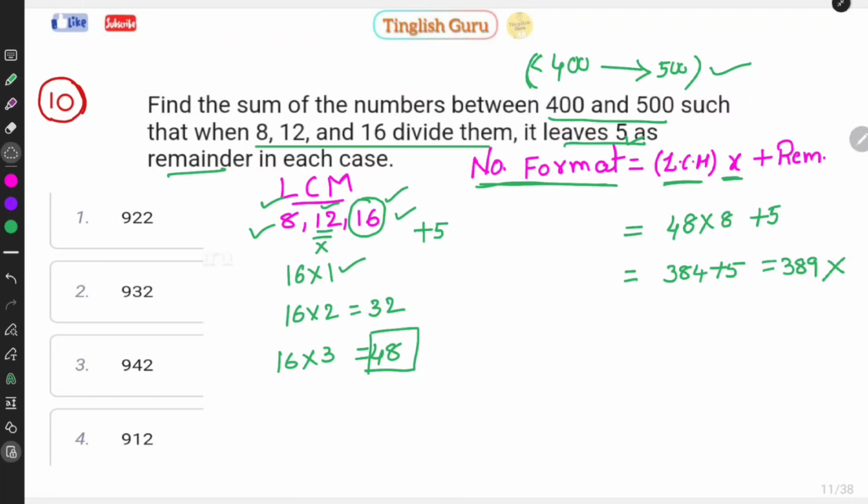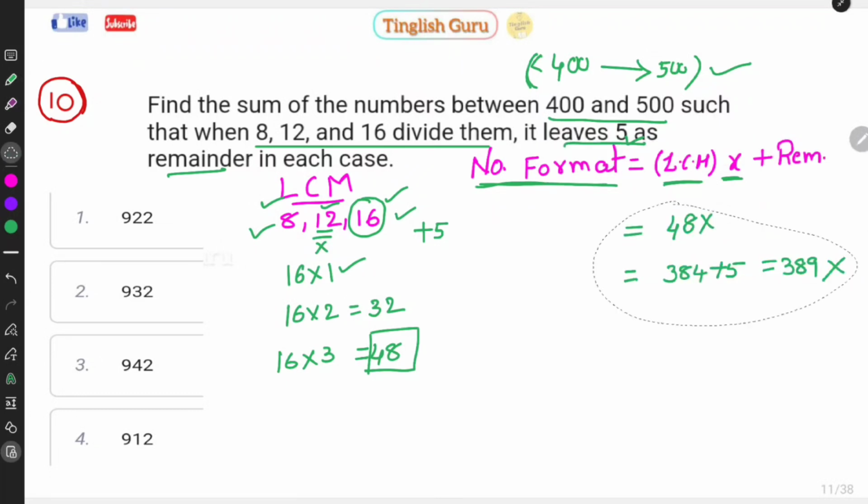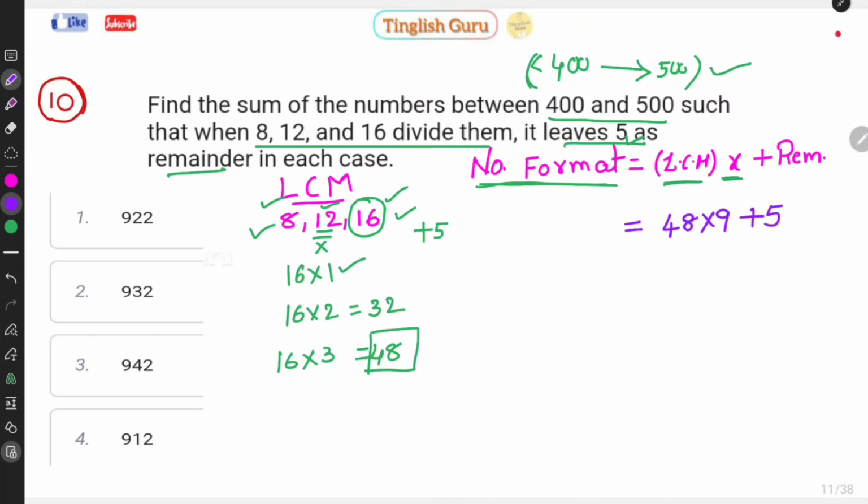X is equal to 9. So this time I am substituting x is equal to 9. LCM is equal to 48 into 9 plus the remainder value is 5. 48 into 9 is equal to 432 and the remainder 5 is added. That is equal to 437. See, 437 is a number that is between 400 and 500. So we have to consider this number.